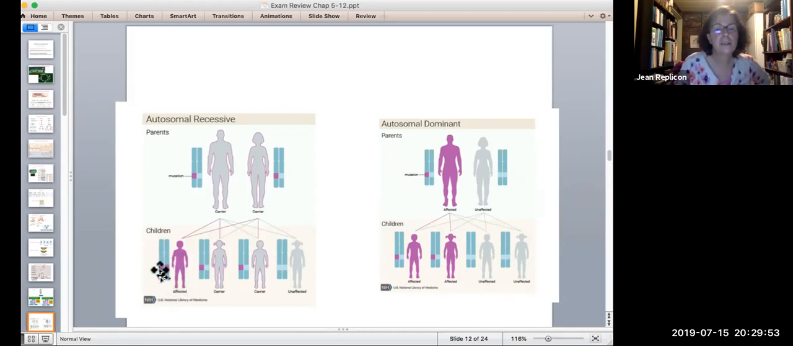This affected individual, must their children also be affected? That's my question to you all. An affected individual with an autosomal recessive trait, must their offspring be affected? What do you say? We got a 50-50 chance.